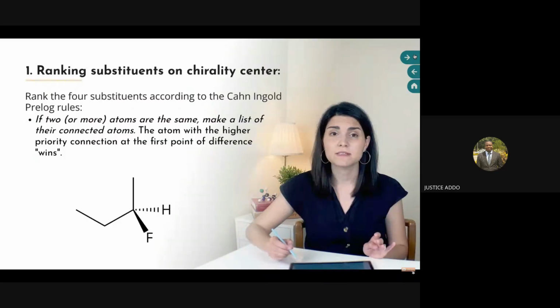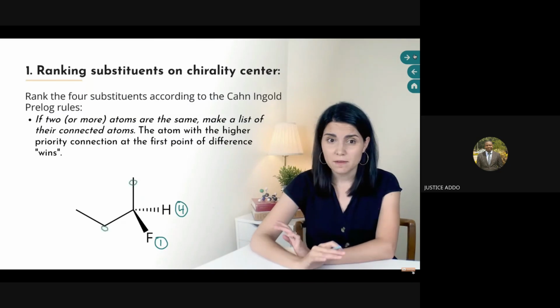Hydrogen and a fluorine, as well as a methyl and an ethyl group. Fluorine has the highest atomic number of those directly connected atoms, and so it's priority number 1, and hydrogen has the lowest priority, number 4. But how are we going to decide between the two carbon atoms?